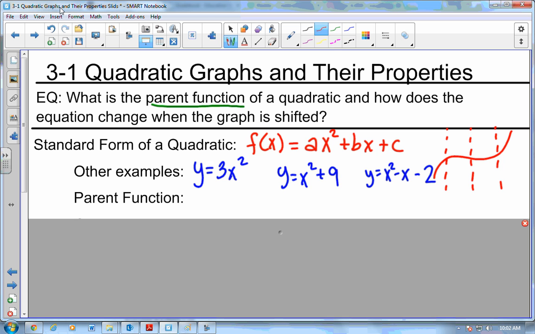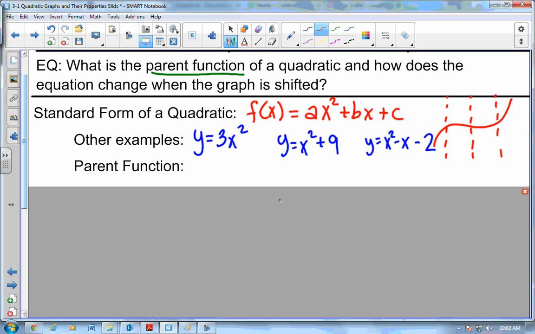So here's the parent function. The parent function is the most basic quadratic, or the simplest quadratic. The parent function for this case would be y equals x squared. That's the simplest it gets. From there, we can attach things. Like you can see in the example, we have a 3 as a multiplier. We can add things to it. We can subtract things from it. But it will still have the same basic shape that the parent function has. Y equals x squared.